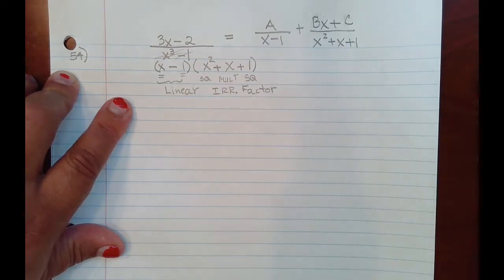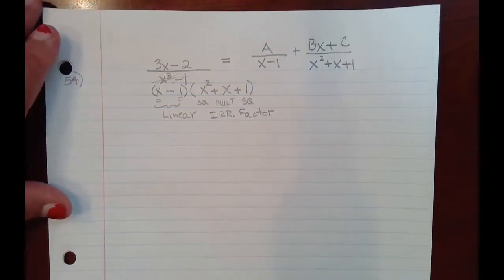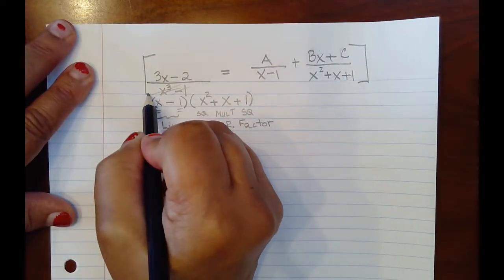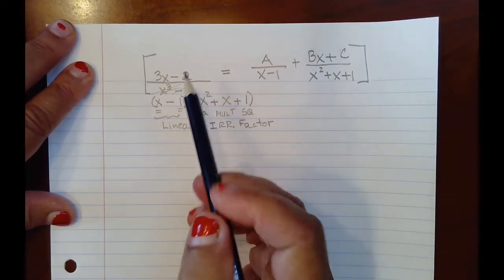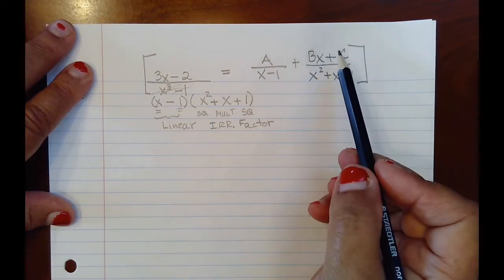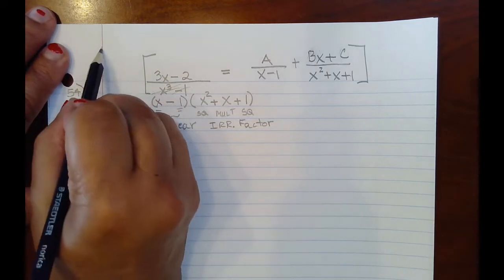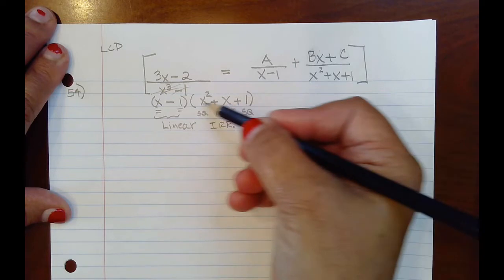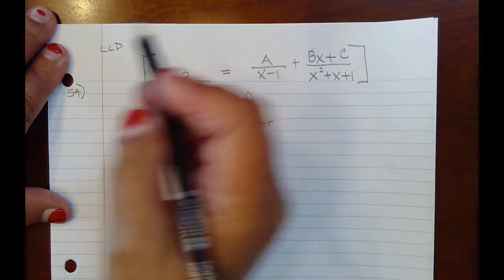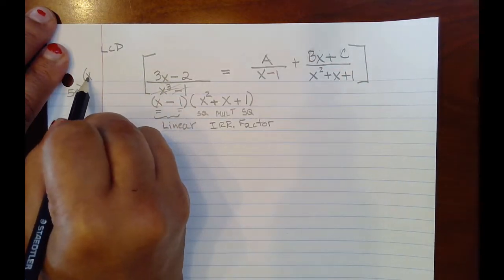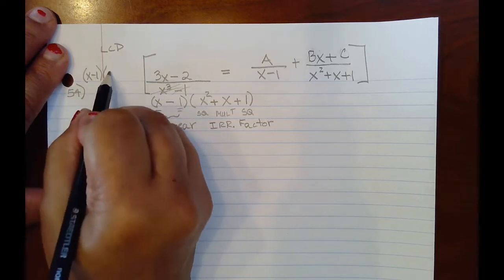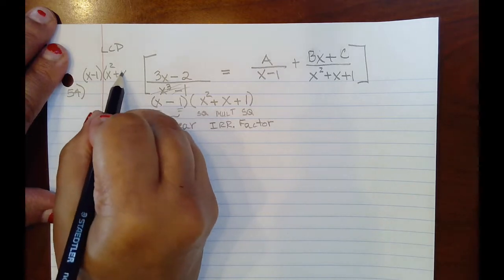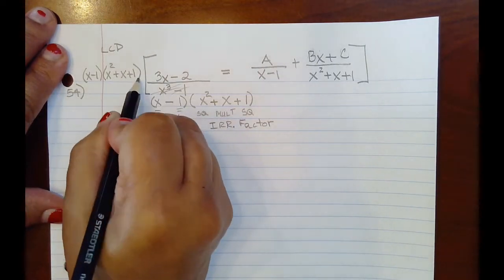And that's that irreducible factor. Okay, and we continue from here. Once you've decided how you're going to decompose this main fraction and what kind of numerators they should have, then you multiply by the LCD. The LCD is just this factored denominator in the main fraction. So x minus 1 times x squared plus x plus 1.